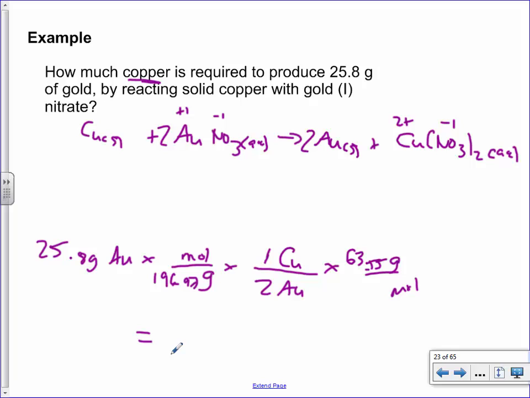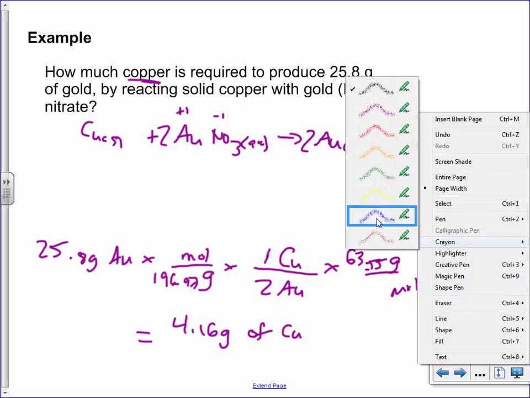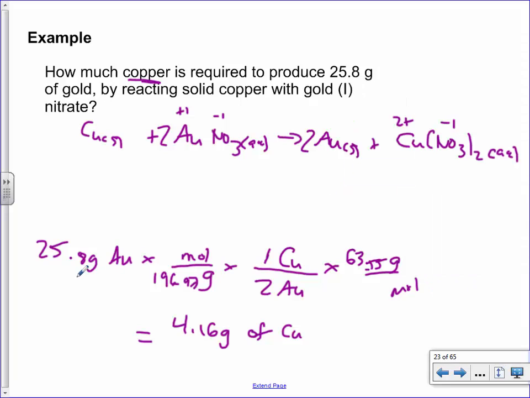I got 4.16. Same thing? And that would be grams of copper. And I can prove the units by canceling them all. So let me just grab, I used a crayon last time. It worked really well. This grams right here should cancel with this grams here. This should cancel with this one. This one should cancel with this one. And I'm left with coppers, and I'm left with grams.